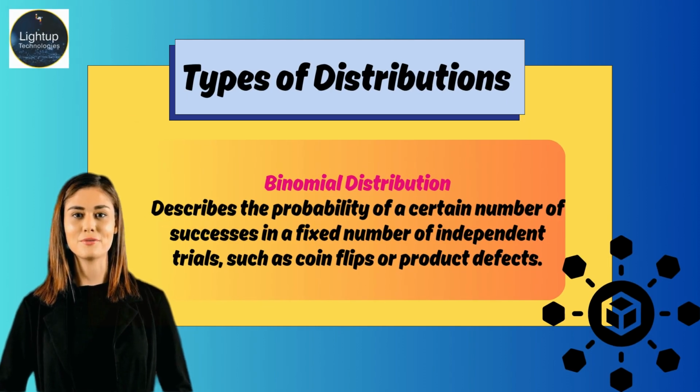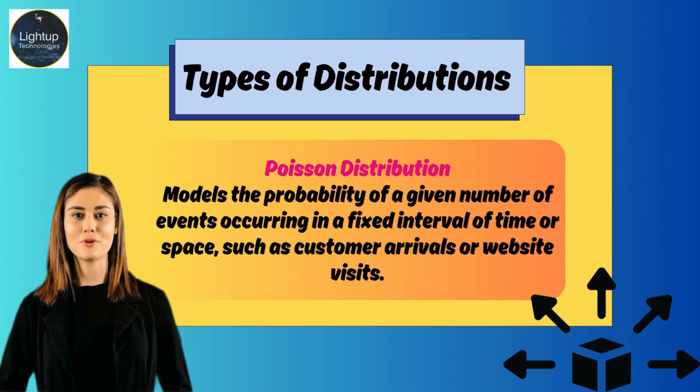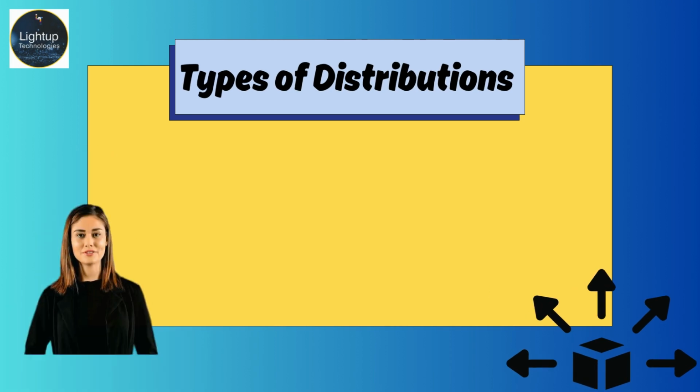Binomial distribution describes the probability of a certain number of successes in a fixed number of independent trials, such as coin flips or product defects. Poisson distribution models the probability of a given number of events occurring in a fixed interval of time or space, such as customer arrivals or website visits.